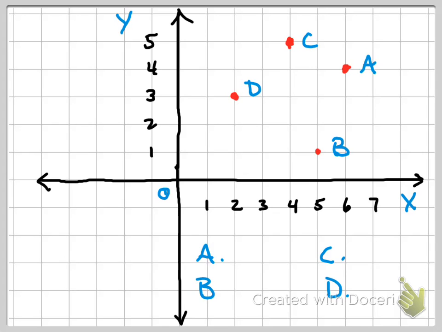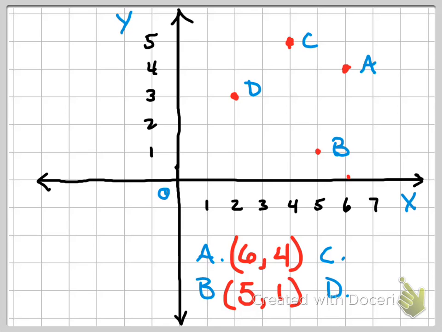And if I look at point A, I would first count over across the x-axis. 1, 2, 3, 4, 5, 6. And then I'm going to count up 1, 2, 3, 4. So I know that point A is at (6, 4). Point B. If I look at my x-axis, I count over 1, 2, 3, 4, 5, and then up 1. So that point will be (5, 1).